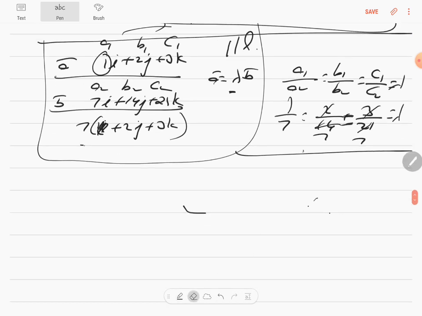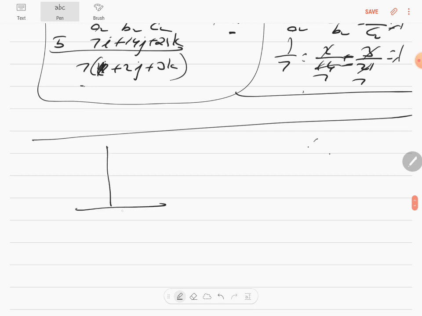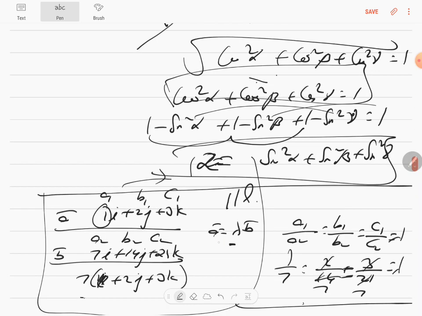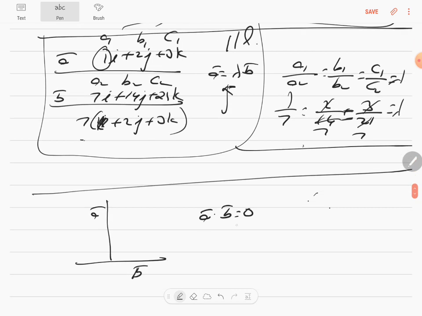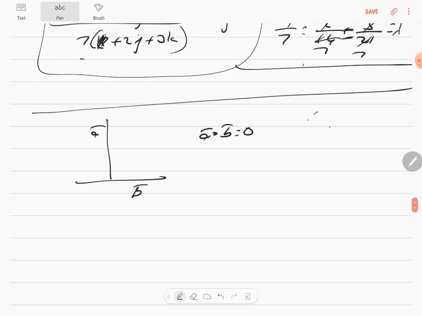Now, let's talk about perpendicular vectors. The condition for two vectors, A vector and B vector, to be perpendicular is that the dot product is equal to 0. For parallel, one vector is lambda times the other vector, but here, in vector form, the dot product is equal to 0. What is the meaning of dotting? I'll just tell you what is the meaning of dotting now.